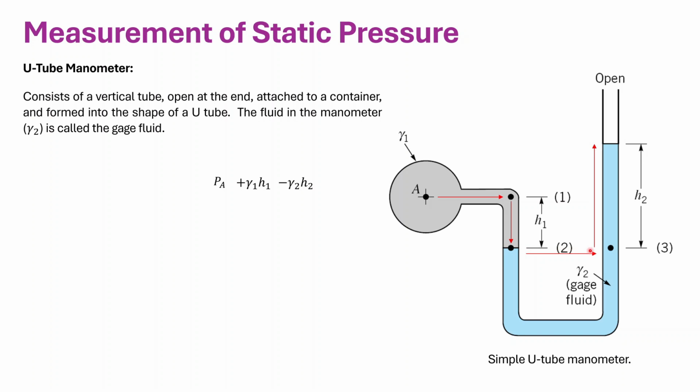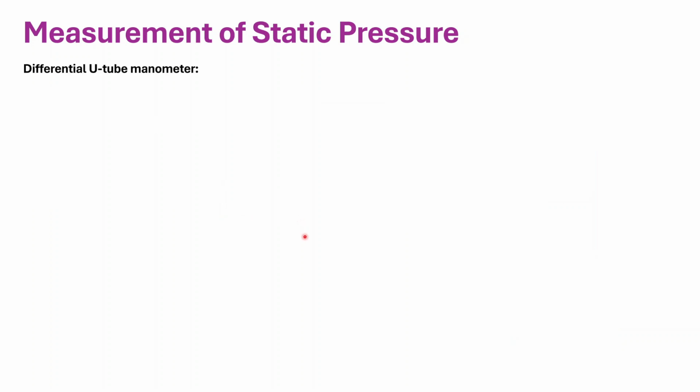we can go straight to the right because they're on the same line. We don't need to go down and then right and up. We can go straight to the right side because pressure here and here are the same. And then from here, we can go up. So it will be minus gamma 2 H2 equals 0 because then it's open to the atmosphere. So if you rearrange this, we get PA equals gamma 2 H2 minus gamma 1 H1.